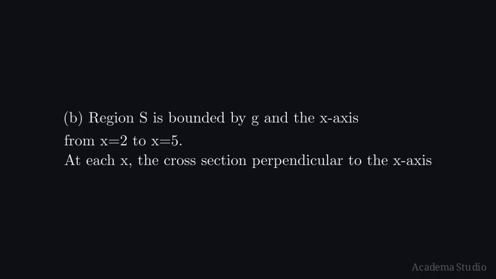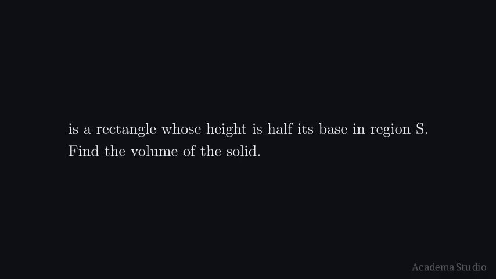Part B uses region S as the base of a solid. Every cross-section perpendicular to the x-axis is a rectangle. The height of each rectangle is half the length of its base. Find the volume of the solid.